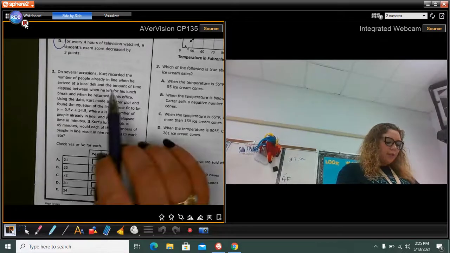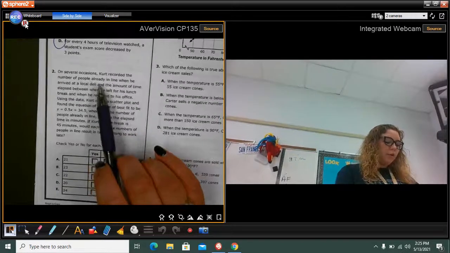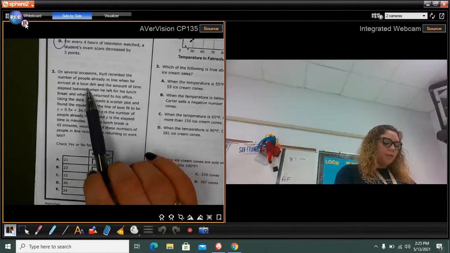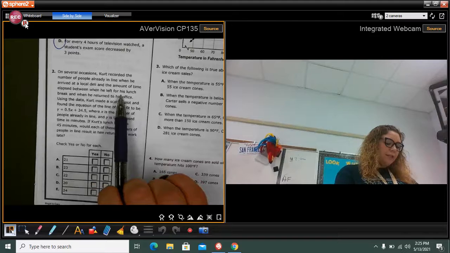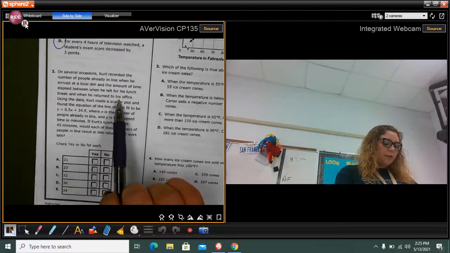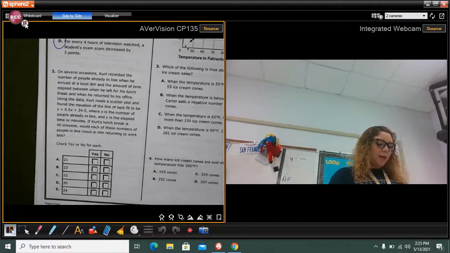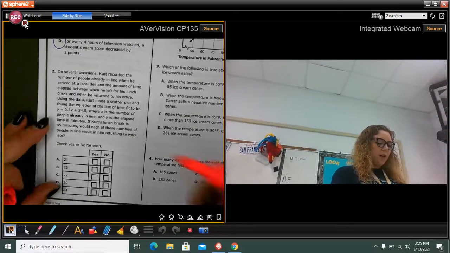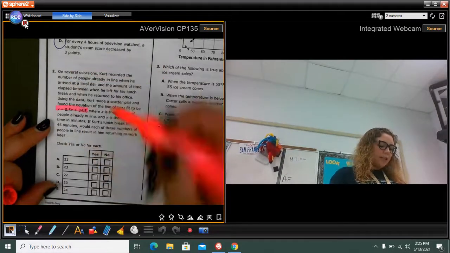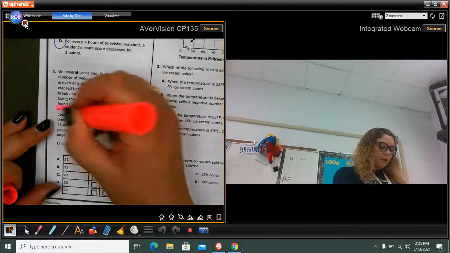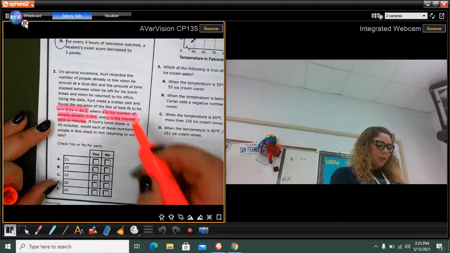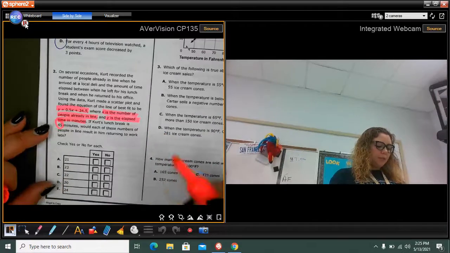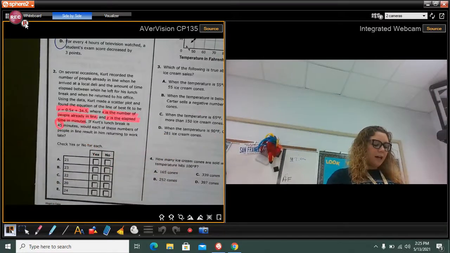On several occasions, Court recorded the number of people already in line when he arrived at a local deli and the amount of time elapsed between when he left for his lunch break and when he returned to his office. Using the data, Court made a scatter plot and found this equation of the line of best fit, where x is the number of people already in line and y is the elapsed time in minutes. If Court's lunch break is 45 minutes, would each of these numbers of people in line result in him returning to work?